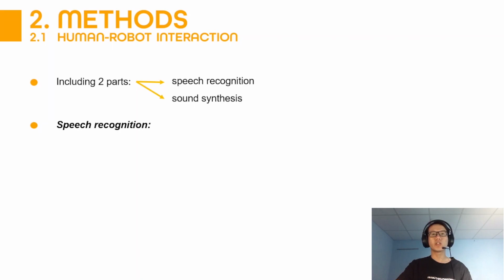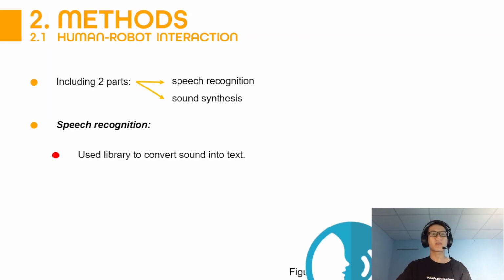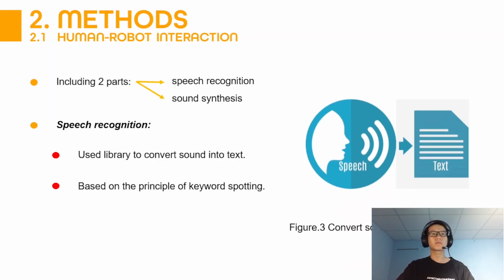In speech recognition, we use a library to convert sound into meaningful text. For example, when a customer commands the robot to give him a cup of tea, the robot will receive and process this sound. The robot can understand human language. This is based on the principle of keyword spotting.